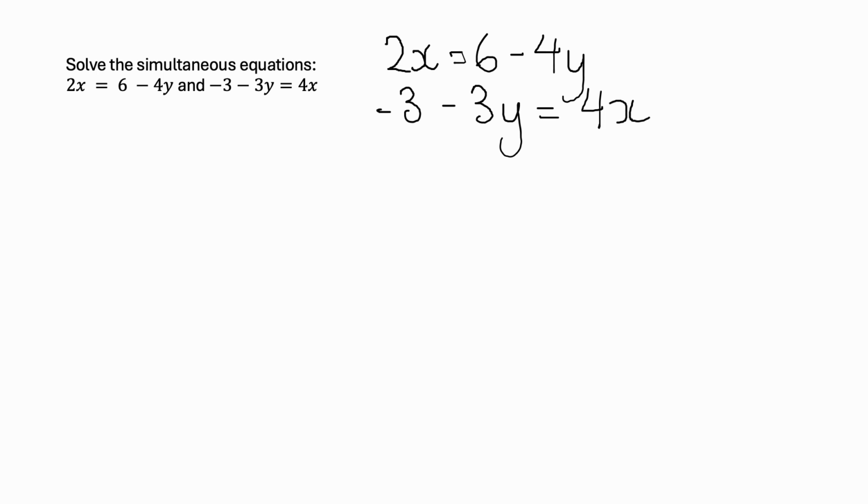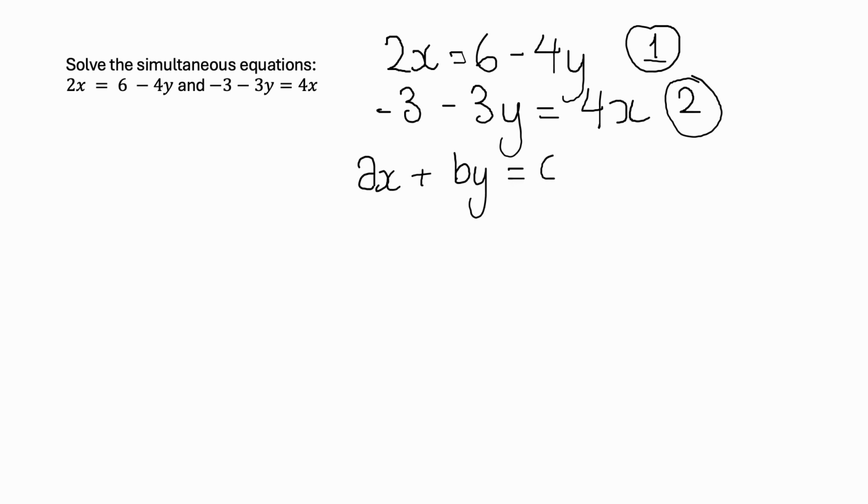So there are technically two ways you can work out a linear simultaneous equation. One way is through substitution and the other way is through subtracting or adding. So I'm going to go through the one where you add or subtract. First thing we need to do is label this one equation 1 and equation 2. We need to put the equation in the format of ax plus by is equal to c, where a, b, and c are numbers.